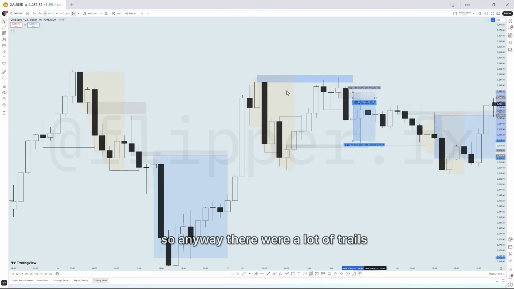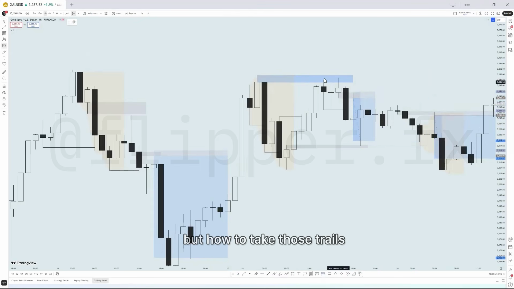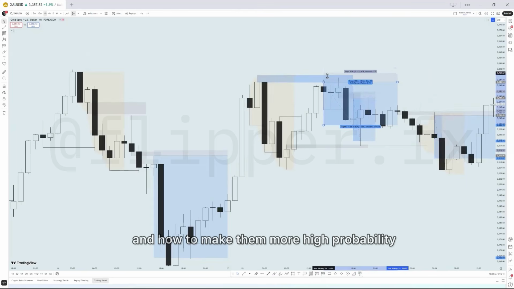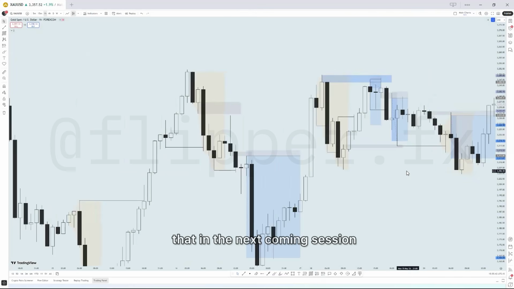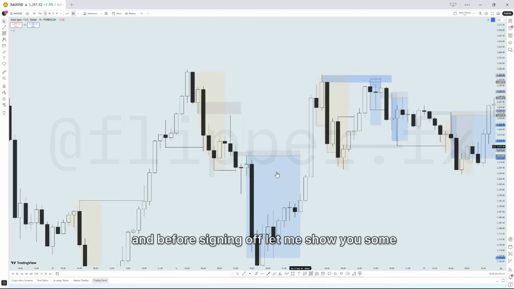So anyway, there were a lot of trades, but how to take those trades and how to make them higher probability, we will cover all of that in the next coming session. You need to backtest this again and again. Specifically this part, train your eyes for it. You must train your eyes, and before signing off, let me show you some examples of breaker block as well.